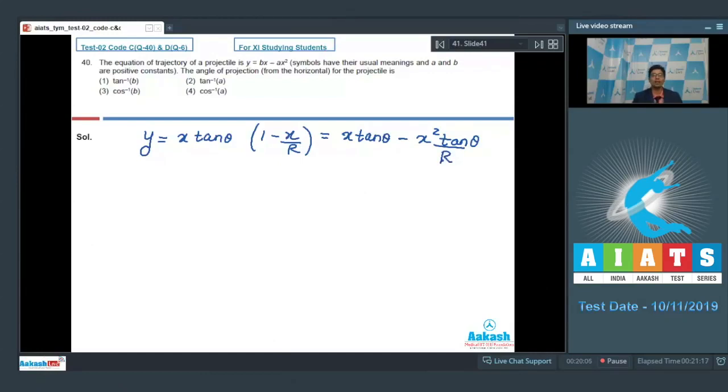Dear students, if we compare this equation with the equation given in the question, that is y is equal to bx minus ax square, we can easily see that tan theta is analogous to b or equal to b, which means that theta is equal to tan inverse b. Therefore, dear students, the correct answer for this question, which asks us to calculate the angle of projection, is option number 1. Now let us proceed to question number 41.